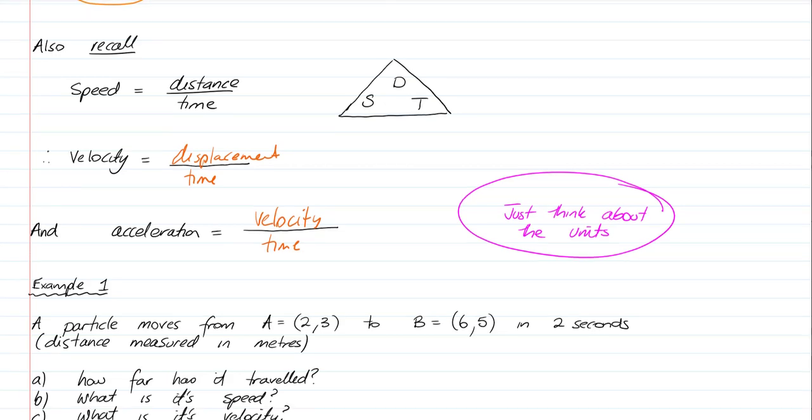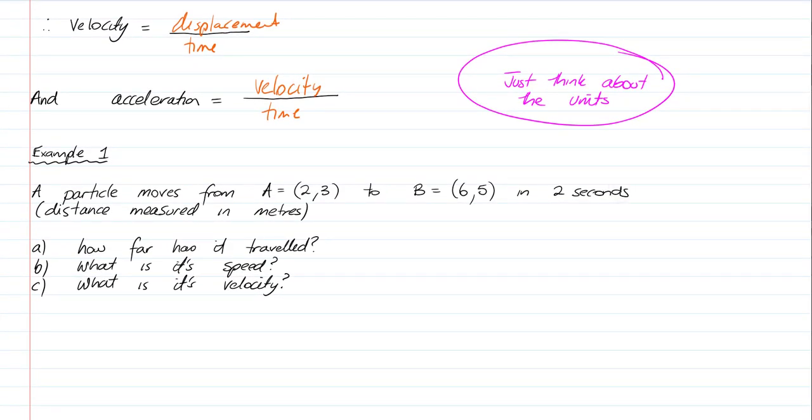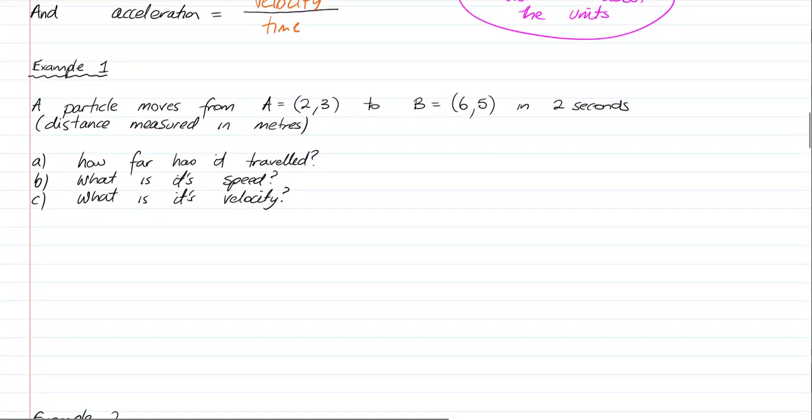Our example says a particle moves from (2,3) to (6,5) in 2 seconds, where the distance is measured in meters. So we've got seconds and meters, we're going to be working in meters per second. How far has it travelled? Let's look at A, which is coordinate (2,3), and B, which is coordinate (6,5). We want to know the distance that it's travelled. Now this is a vector as well, but at the moment it's just asking how far, so we really are just looking for a distance.